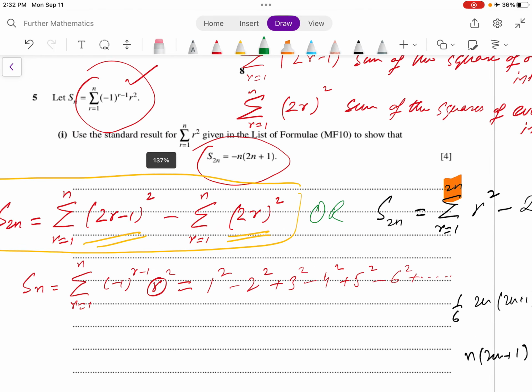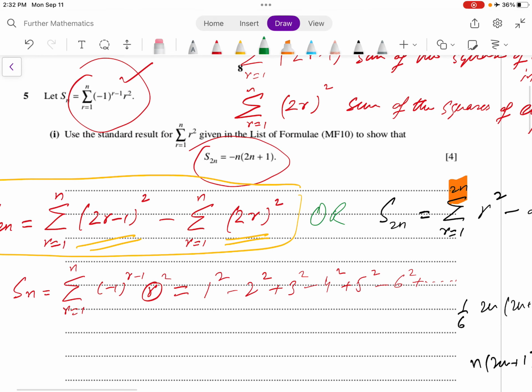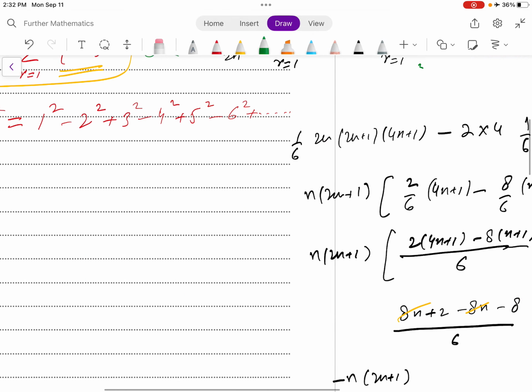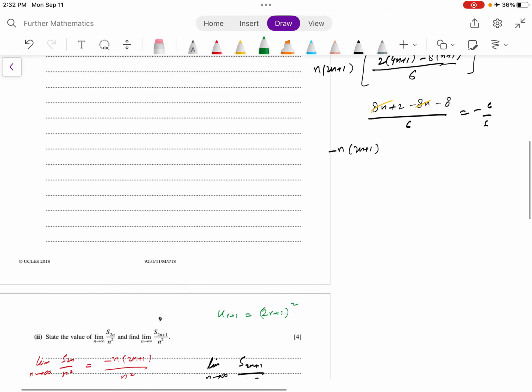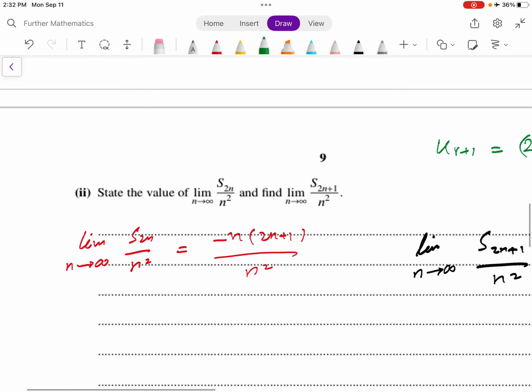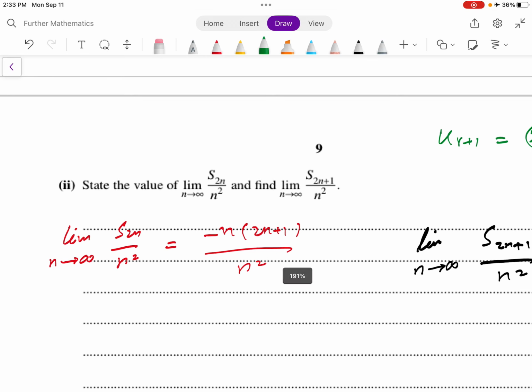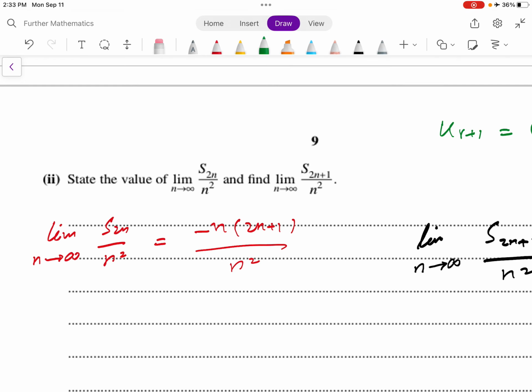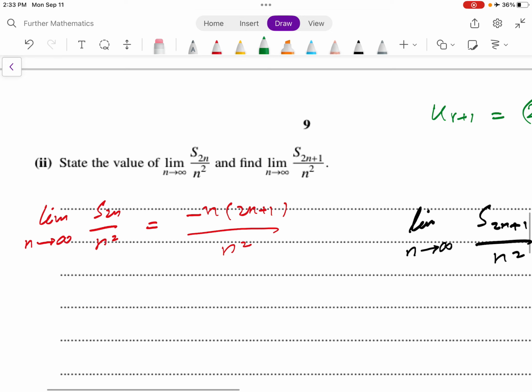Okay, so in this part we had to show minus n times 2n plus 1, and that's what we showed. Let's move to the next part now. Here you have to find the limit as n tends to infinity of S2n over n square. We already proved the S2n formula in the previous part, so we plug in S2n equals minus n times 2n plus 1, and we divide by n square.